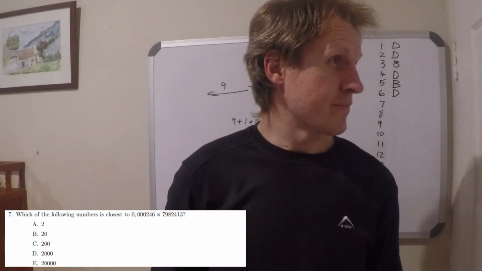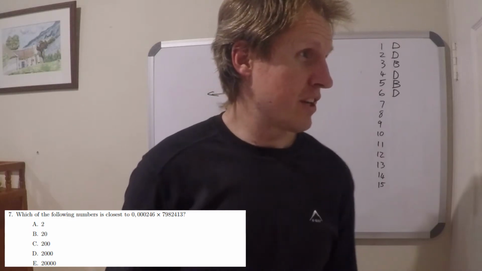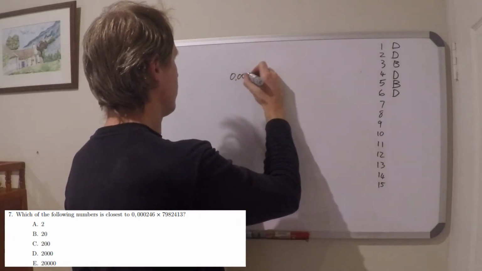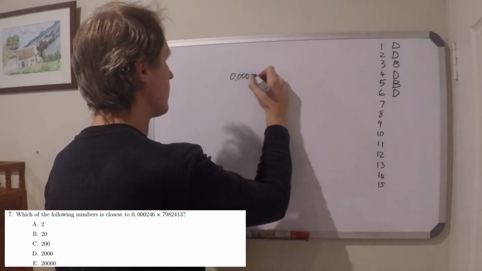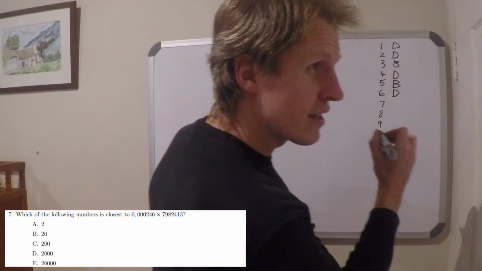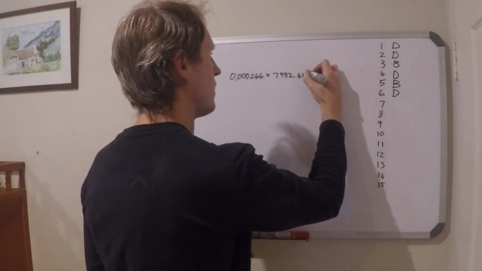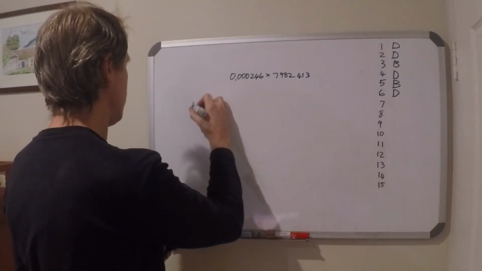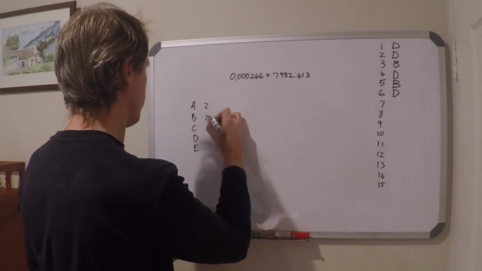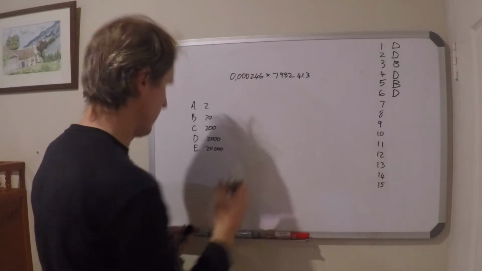And next question. Which of the following numbers is closest to, and okay, I'm just going to write it down. It's a bit of a mouthful to say. 0.000246 times 7,982,413. And the answers are 20, 200, 2,000, and 20,000.